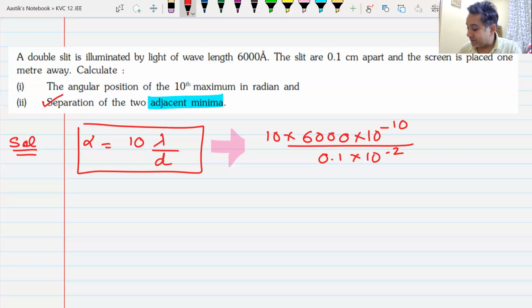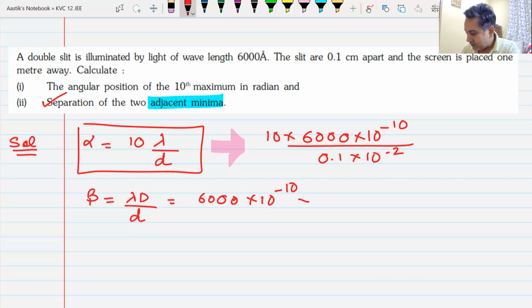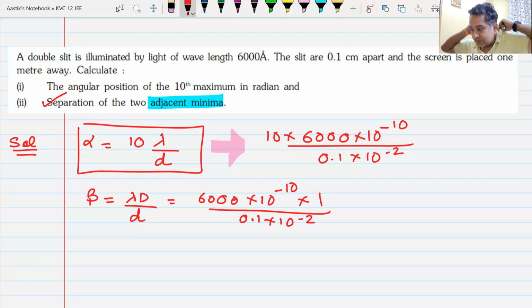To find the separation between two adjacent minima or two adjacent maxima, they're asking you the fringe width. Yes or no? They're asking you the fringe width. So if they're asking you the fringe width, tell them the fringe width is lambda D by small d. Lambda is 6,000 into 10 raised to the power minus 10, into D is 1, divided by small d is 0.1 into 10 raised to the power minus 2. That is the answer that we are looking for. We got this, yes or no?